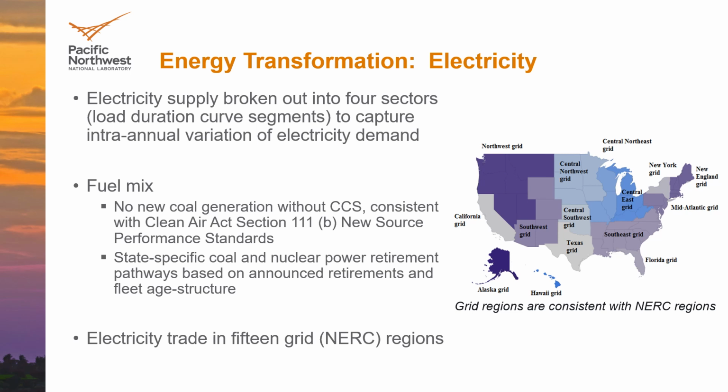Finally, as mentioned earlier in the presentation, electricity generation and consumption are represented at the state level, but electricity is traded within 15 grid regions which roughly align with the North American Electric Reliability Corporation assessment areas. Of these grid regions, 6 represent single states: California, Texas, Florida, New York, Alaska, and Hawaii, while 9 represent clusters of states. Electricity trade between grid regions is limited and assumed unlikely to expand significantly in the future.